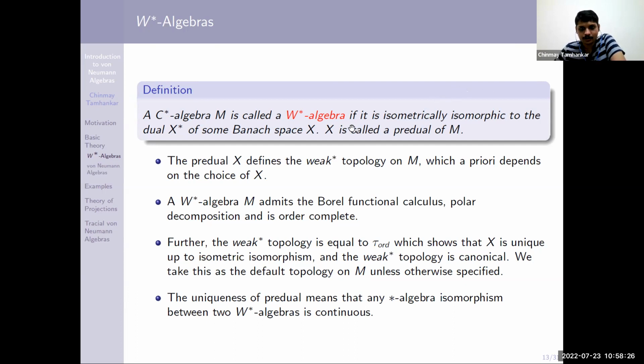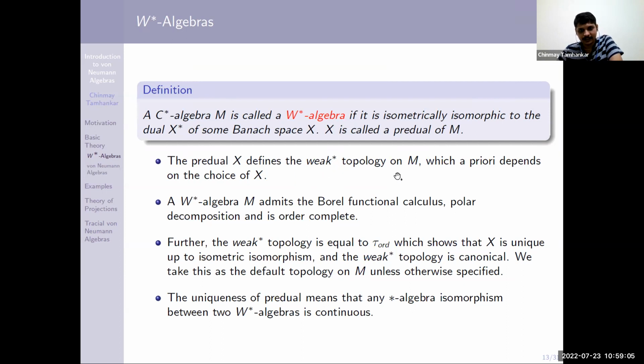A C-star algebra M is called a W-star algebra if it's isometrically isomorphic to the dual X* of some Banach space X. Such an X will be called a pre-dual of M. This pre-dual defines a weak-star topology on M, which a priori depends on which X we are choosing, since a Banach space can have multiple pre-duals. But the great part is that we have a weak-star topology on M, and the unit ball is compact with respect to this topology. This is like a dream come true, since in norm topologies we only have this in finite dimensional spaces.